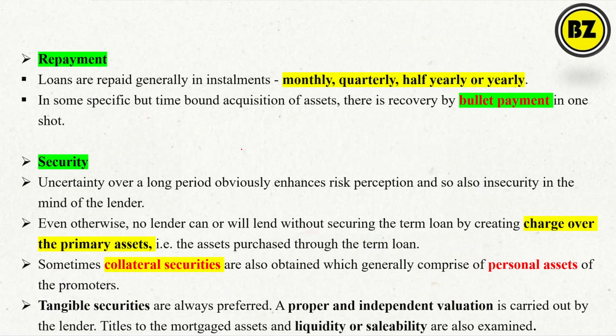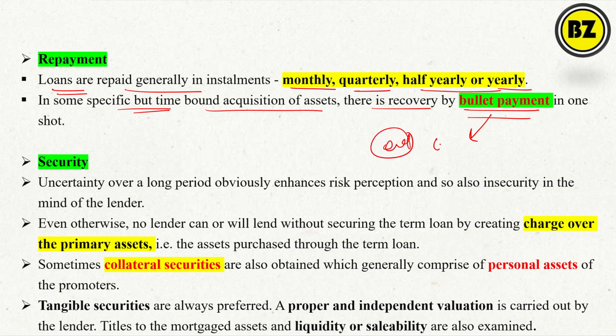Now let's talk about the repayment. So it is very easy. Generally term loans are repaid either monthly, quarterly, half yearly or yearly. Okay, in some cases where acquisition of assets is there, there is recovery by bullet payment. Bullet payment means what? For example, at the end of the period, they will repay all the loan in only one installment, bullet repayment. Okay, in only one shot.